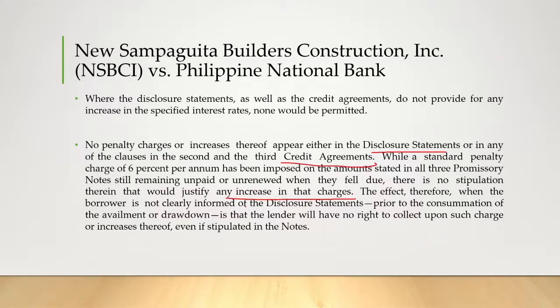So, the effect therefore, when the borrower is not clearly informed of the disclosure statement prior to the consummation of the availment or drawdown, is that the lender will have no right to collect upon such charge. Dito sa case kasi, sabi ko nga kanina, walang nakalagay as to the increase of interest rate both in the disclosure statement and in the credit agreement. So therefore, the Supreme Court did not allow the collection of such penalty charge.